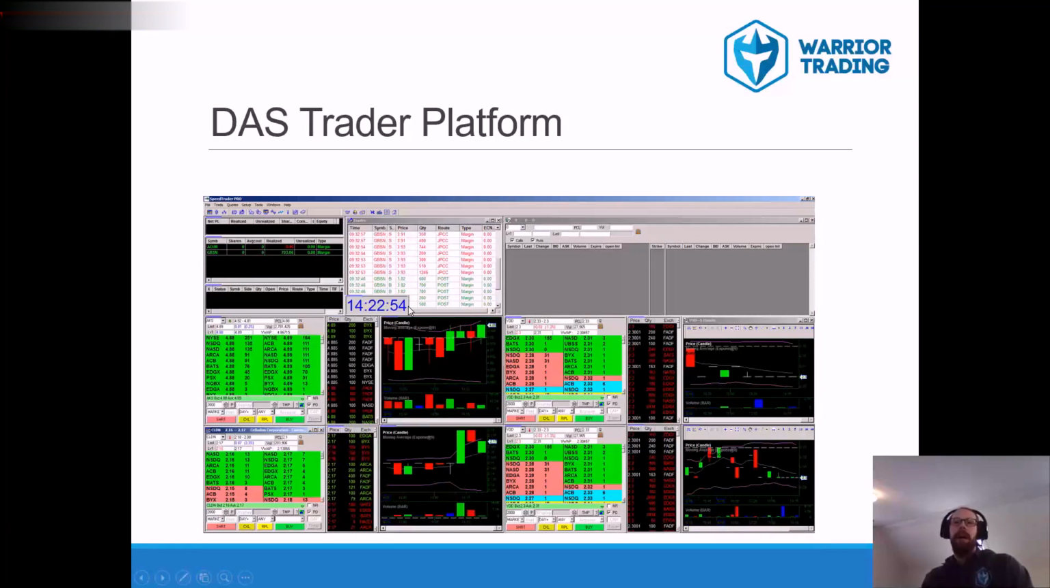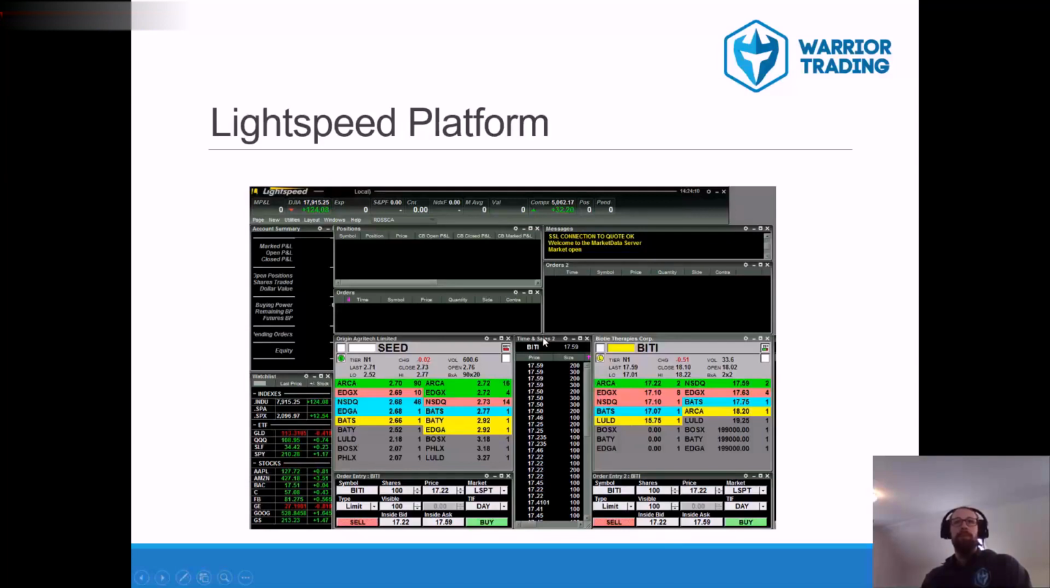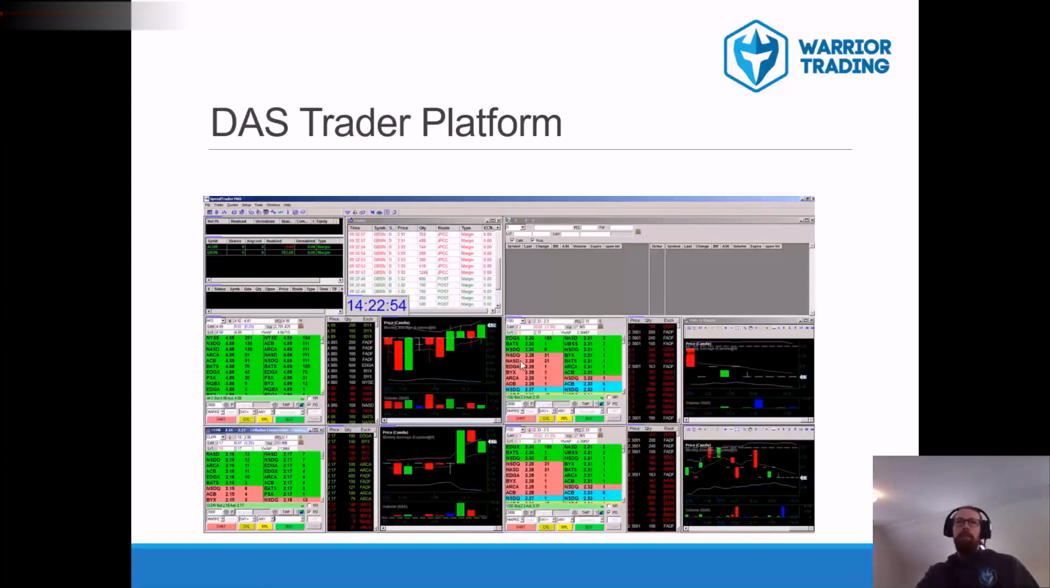This is utilized by several brokers, including Interactive Brokers, Speed Trader, and Sure Trader. This is the Lightspeed platform used by Lightspeed Financial. And you can see they're relatively similar. I mean, I'll go back here.